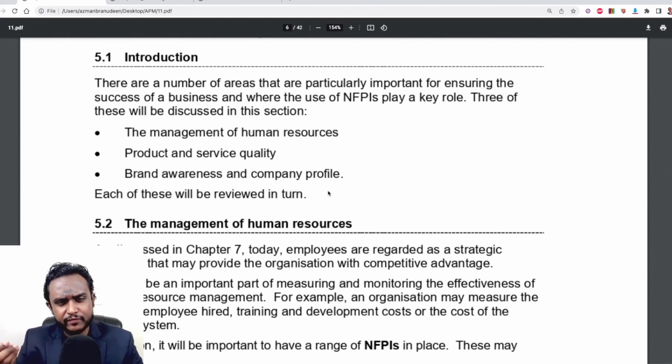Can you quantify customer awareness like that? Can you quantify brand awareness like that? Can you quantify product quality like that? These are all qualitative aspects. These are not financial, these are not numerical aspects. These are all qualitative behavioral aspects that you cannot really quantify easily, which is why NFPIs become very important.